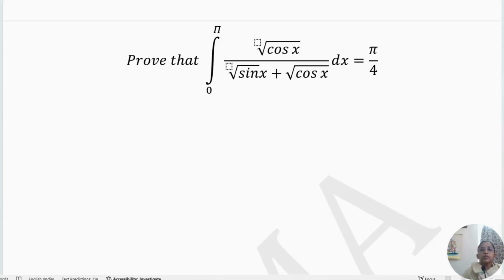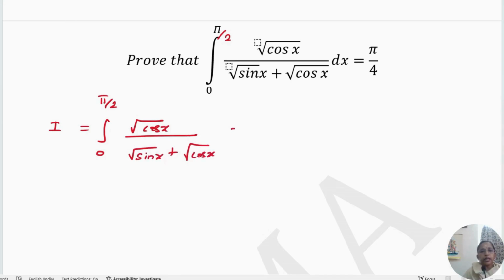Coming to the next question, prove that integration 0 to pi by 2 of root of cos x divided by (root of sin x plus root of cos x) dx is equal to pi by 4. So now for our question, let us consider I is equal to integration 0 to pi by 2 of root cos x divided by (root sin x plus root cos x) dx. So this is equation number 1.